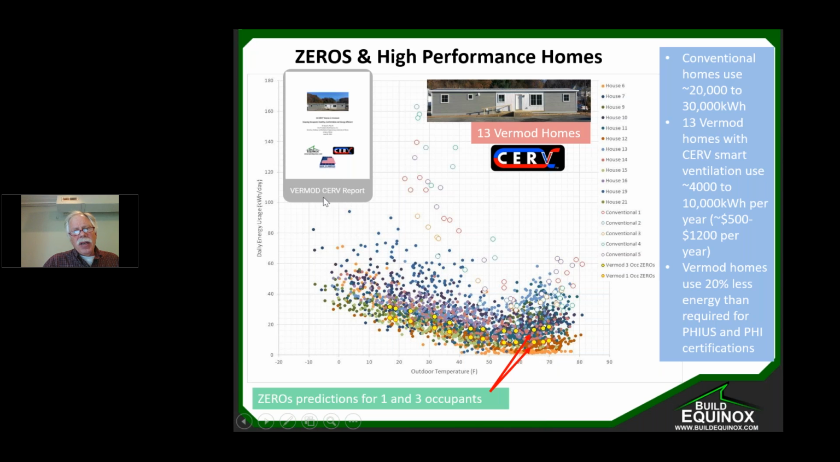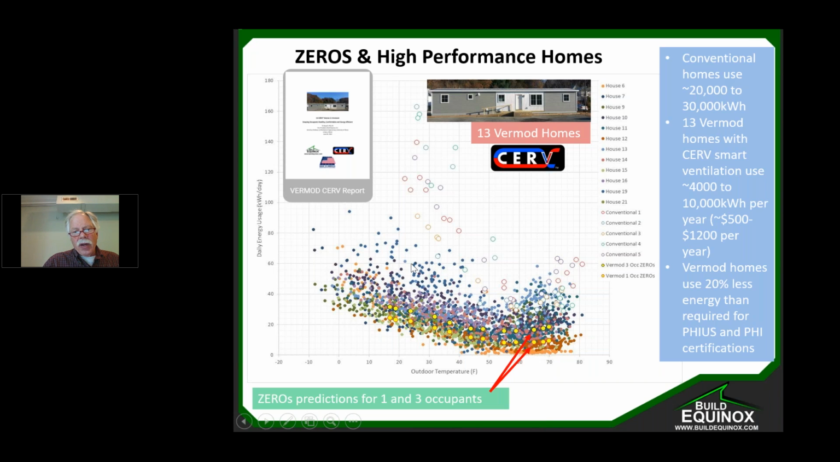For further validation, check out this report that we wrote on the SERV and 13 identical homes. There's 13 homes in this data here over a couple-year period. And while Zeros would say, and it comes right through the average of this home energy, so again, kilowatt hours per day versus outdoor temperature, and these are daily data points, so you just see the variation of lots of people at home, no one at home, cloudy days, sunny days, all sorts of things going on in real life.